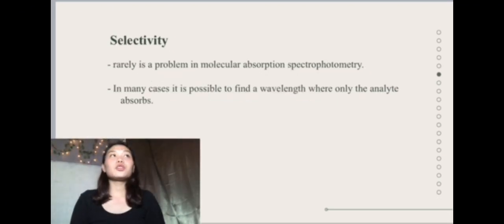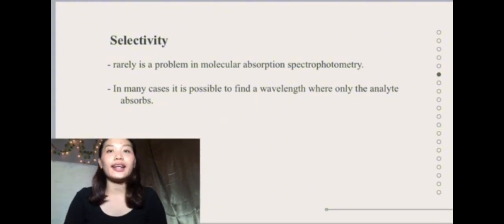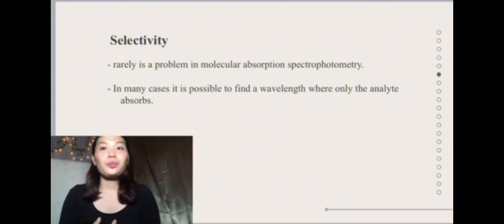So, when it comes to selectivity, it says here in molecular spectrophotometry, okay, ang interference is rarely a problem. And this is largely due to the ability to select specific wavelengths for analysis.